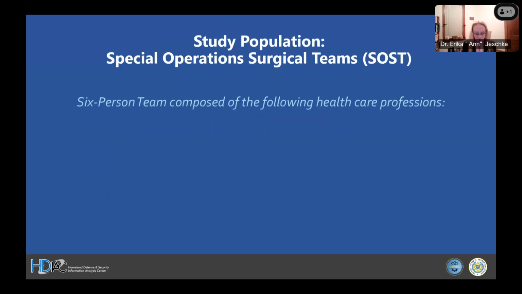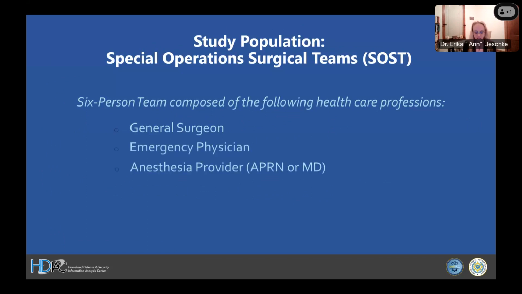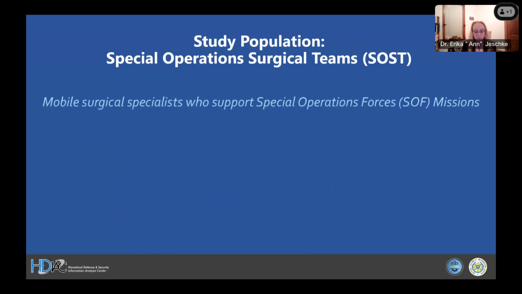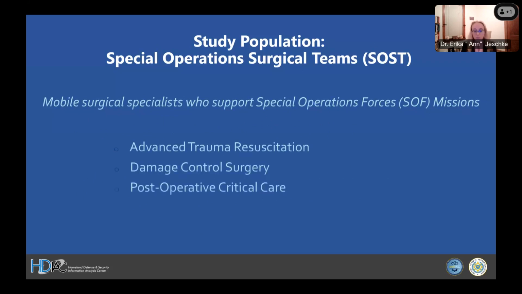As mentioned, our study population was SOST. The 6-person team is composed of the following healthcare professionals: a general surgeon, an emergency physician, an anesthesia provider, a registered nurse, a respiratory therapist, and a surgical technician. SOST medics are mobile surgical specialists who support Special Operations Forces missions. They specialize in the following medical interventions, often in austere, resource-degraded environments: advanced trauma resuscitation, damage control surgery, post-operative critical care, and critical care evacuation.